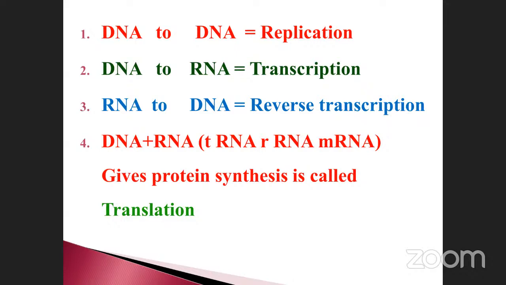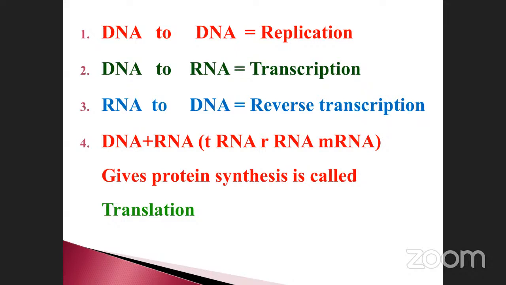category of pathogens present in the human body. The RNA will be transferred to DNA molecules, and then DNA is added along with the RNA molecules. What are the types of RNA molecules? There are three types of RNA molecules: tRNA, rRNA, and mRNA. These are the three, isn't it? Along with all these molecules, nucleic acids are united together and used for protein synthesis. That protein synthesis is called translation.